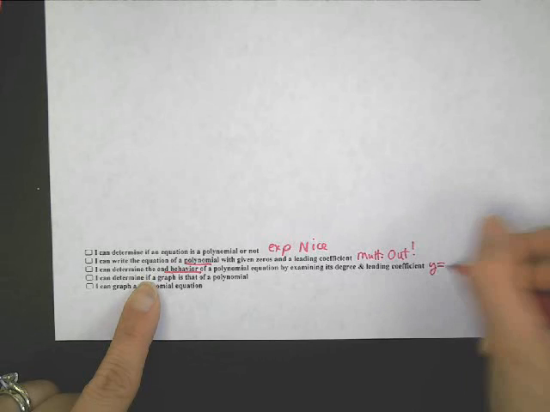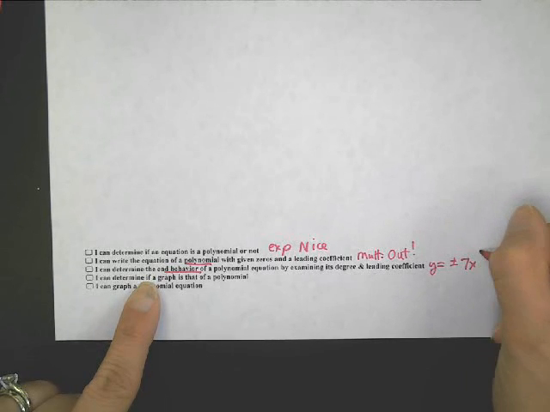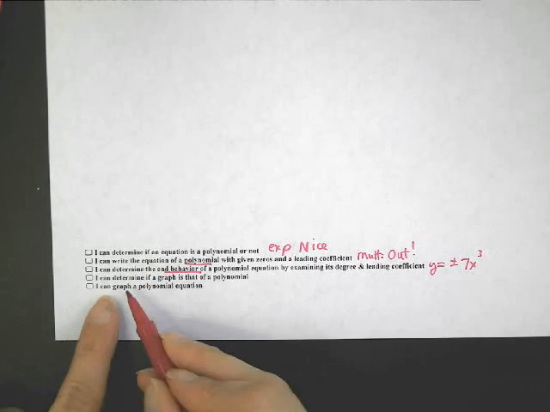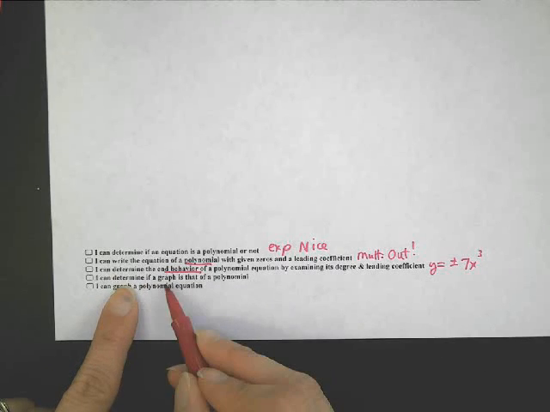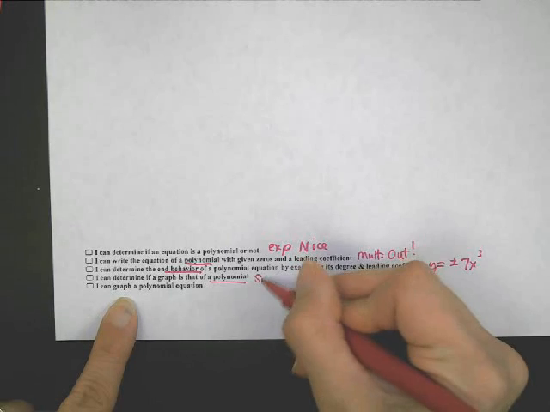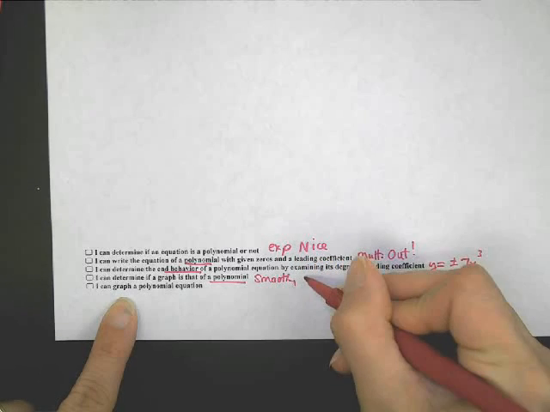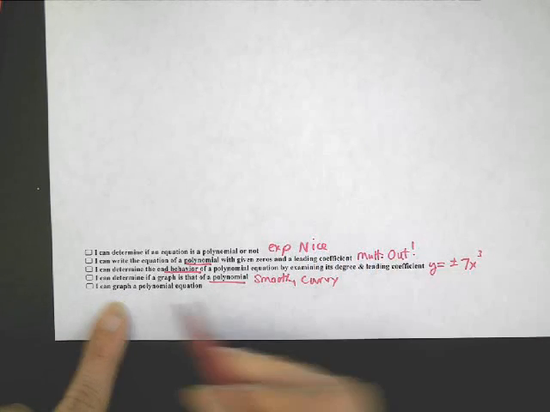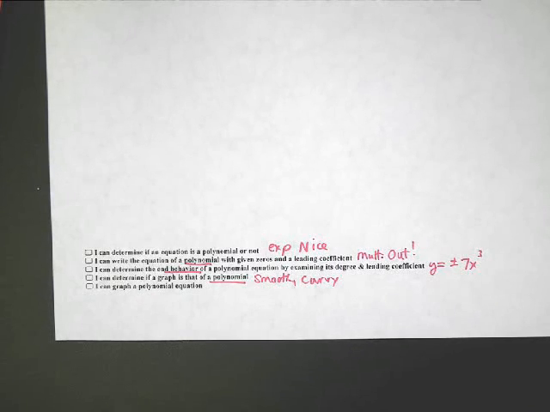Okay, so that's going to be y equals plus minus, I don't know, 7x cubed, whatever it is. I can determine a graph is a polynomial. No cusps, no gaps, smooth and curvy. I can graph a polynomial after I get all the information. I sure hope you can.